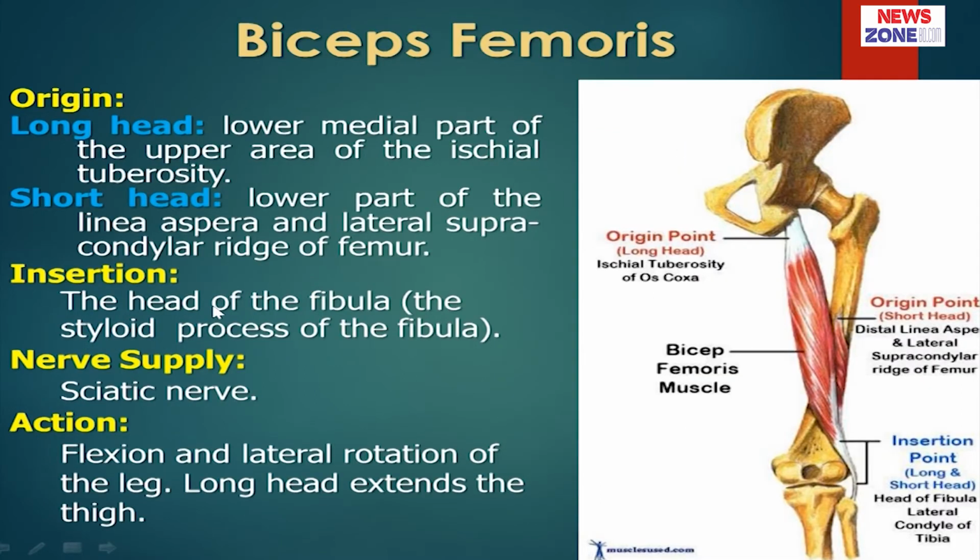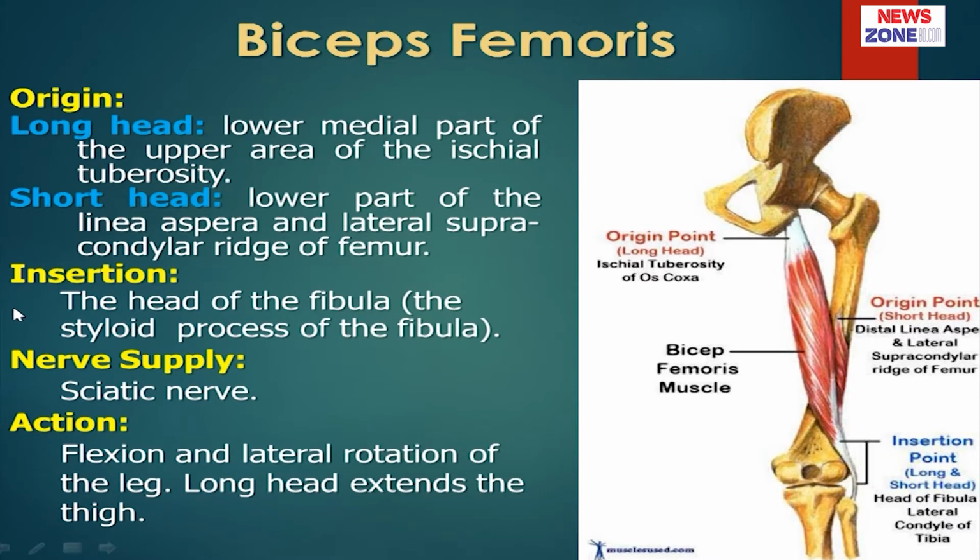So now let's start with the muscles with their origin, insertion, nerve supply and action. We will start with the biceps femoris. The long head comes from the lower medial part of the upper area of the ischial tuberosity, and the short head comes from the lower part of the linea aspera and the lateral supracondylar ridge of the femur. The insertion is at the head of the fibula, actually at the styloid process of the fibula. The nerve supply is the sciatic nerve.